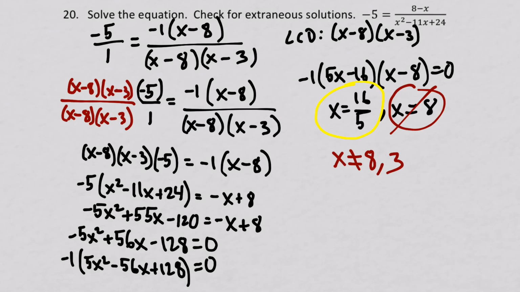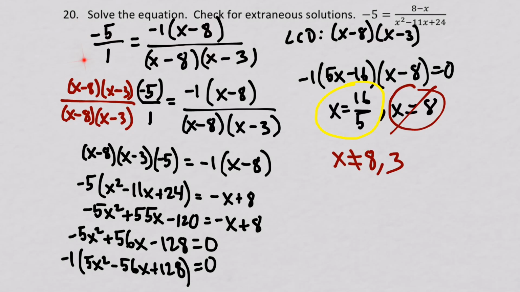Okay, so here's the solution for number 20. Hopefully it didn't trip you guys up too much. So I started with negative 5 over 1. I factored out negative 1 from the 8 minus x to get x minus 8. And over here I got x minus 8 and x minus 3. Right? The x minus 8 and x minus 3, a way that you could do this much faster than what I did, I found the LCD, right, which is x minus 8, x minus 3.